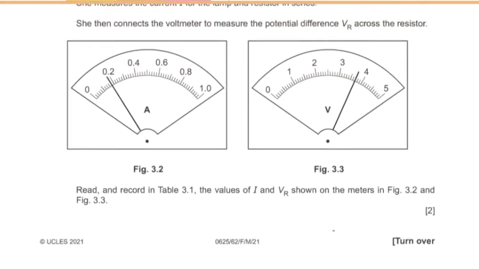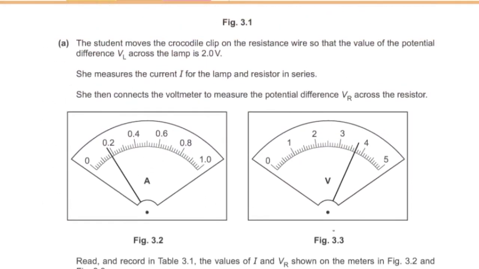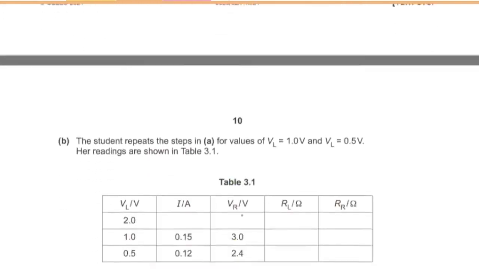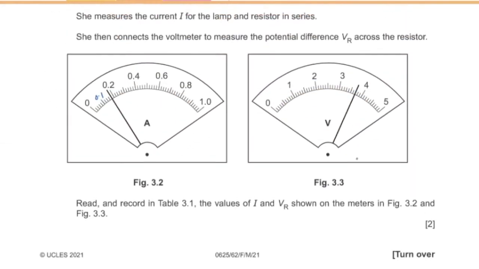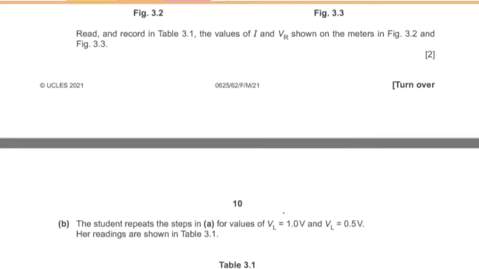So the current across the resistor and the lamp, since they are in series, will be the same, and this indicates 0.1, so this will be 0.18 amperes. So the current across the whole loop is 0.18 amperes. Now this is the potential difference across the resistor. This mark indicates 2.5, so the PD across the resistor is 3.7 volts.